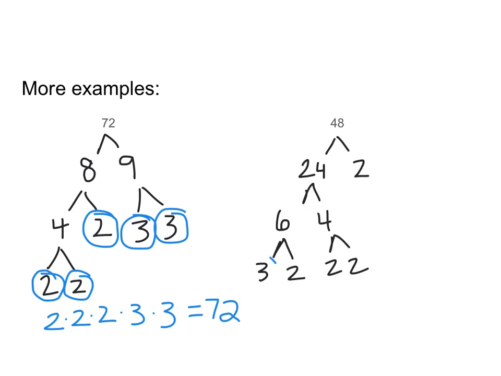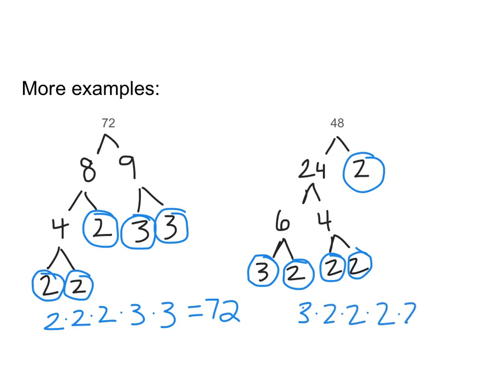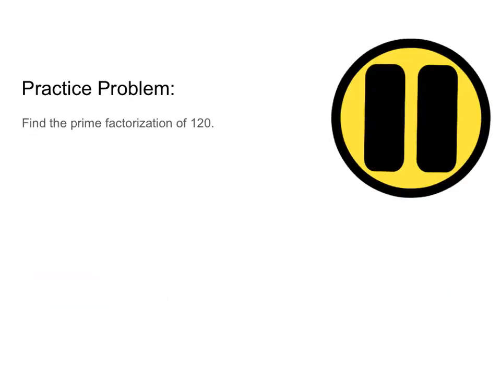And then for 48, you should have found the prime factorization was 3 and then 4 2s. So 3 times 2 times 2 times 2 times 2 gives you 48. And once again, your tree diagram might look different, but it should result in the same numbers, just maybe in a different order. All right, and now for your practice problem, I want you to find the prime factorization of 120. Your work should show both a factor tree and the prime factorization.